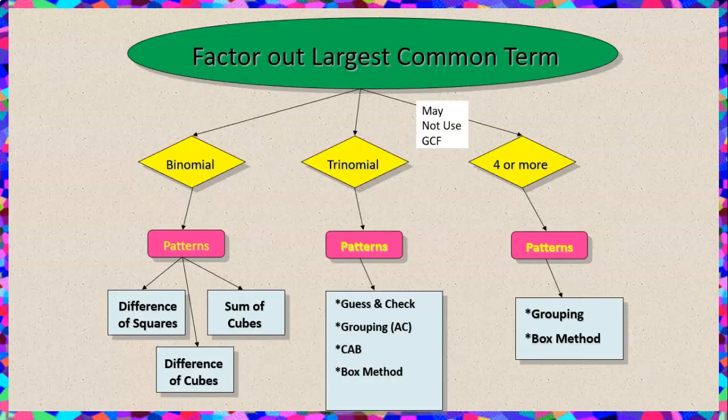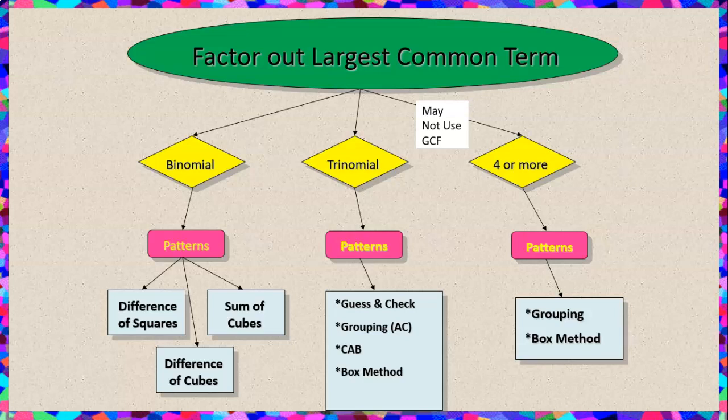So basically, here's a graphic piece to help you organize when you can do what. At the top in big green, it says factor out the largest common term. That means factor out the GCF before you do any of these other methods. Then with what's left, if it's a binomial, you could use your pattern methods of difference of squares, sum or difference of cubes. If it's a trinomial, then you could use guess and check, which a lot of people do because they're really good at their multiplication facts, or you could do it with grouping.